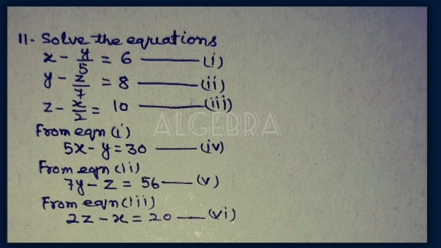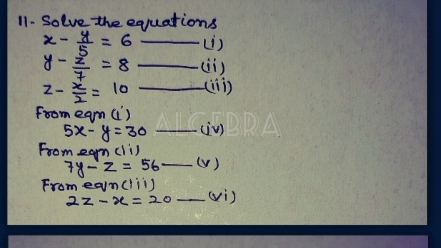From equation 1, 5x − y = 30, Equation 4. And from equation 2, 7y − z = 56, Equation 5. From equation 3, 2z − x = 20, Equation 6.